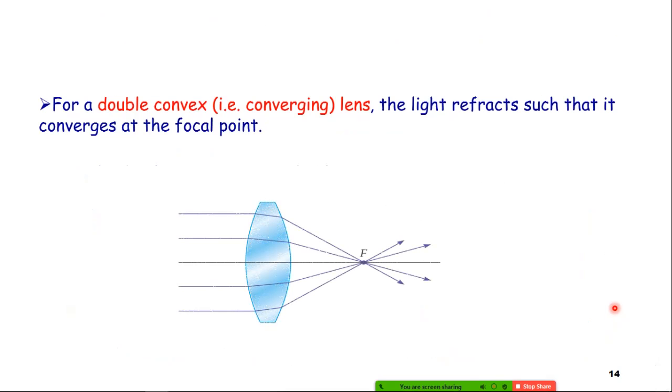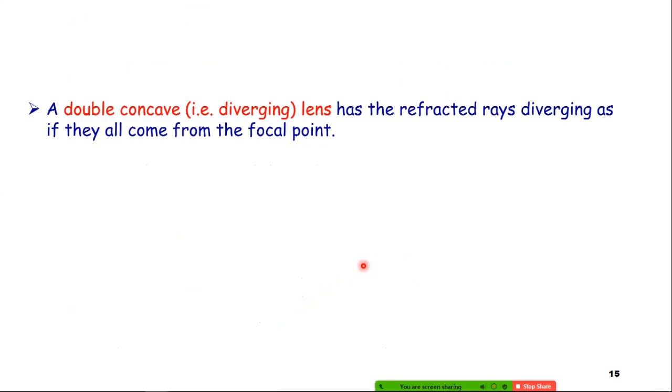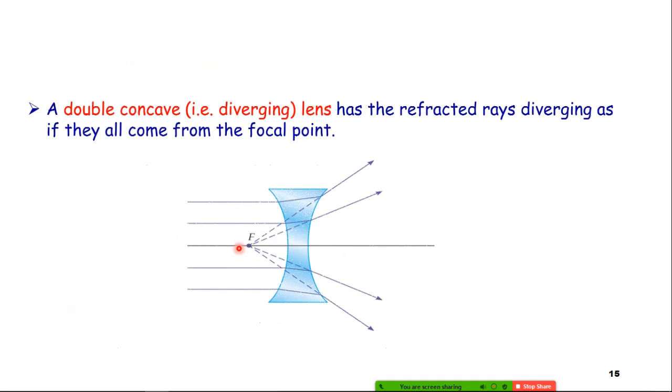Here for a double convex, that is a converging lens, the light refracts such that it converges at the focal point. Here F is the focal point, and the convex lens, that is a double convex lens, acts as a converging lens, and it converges at a certain point. And a double concave, that is a diverging lens, has refracted rays that diverge as if they all come from a certain focal point. Here F is the focal point, and all the rays seem to come from the focal point F, and these are diverging rays, and this lens is a concave lens or diverging lens.